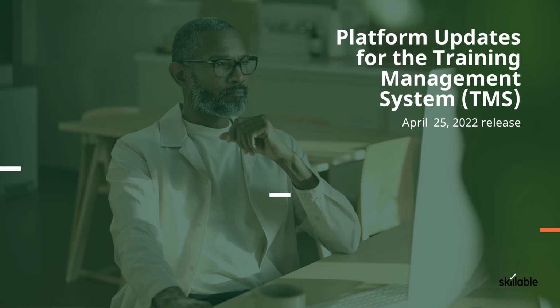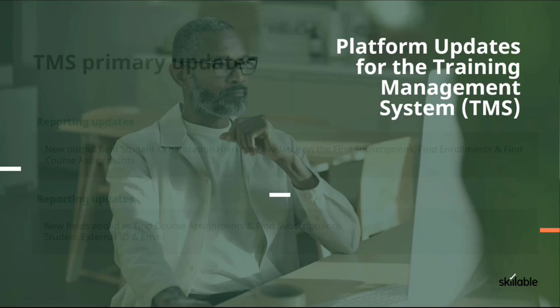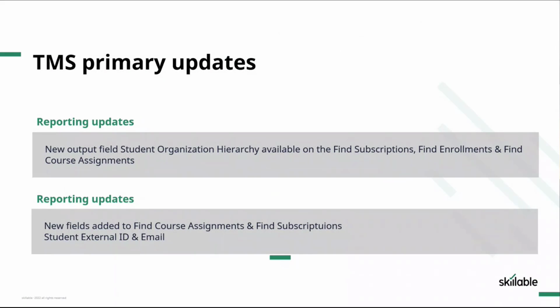In terms of the TMS, there's a few more changes that have happened in the training management system from the point of view of some of the operations manager type features. So we now have some new output fields. This can be really important for organizations that actually have multiple organizations. For example, I know QA have, and there's other customers that have.